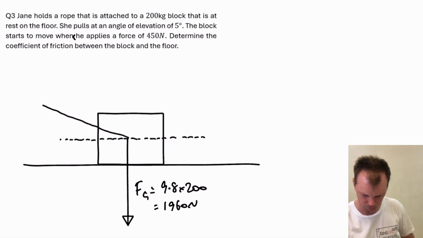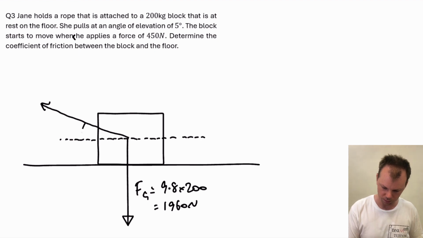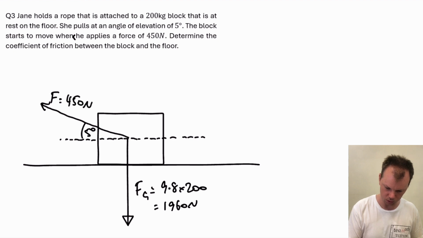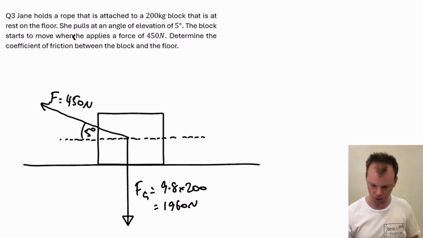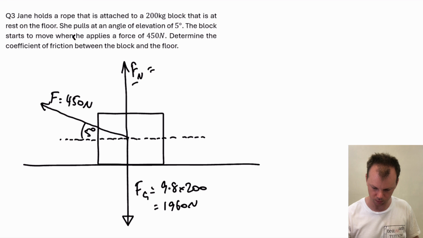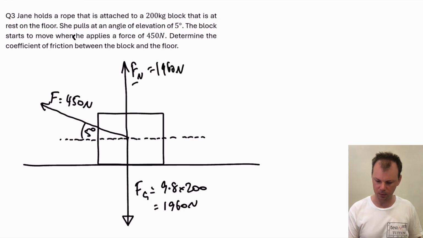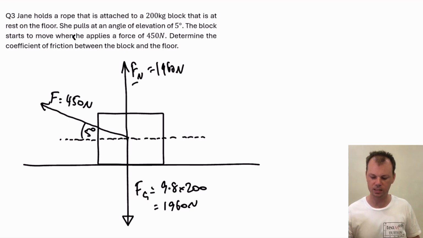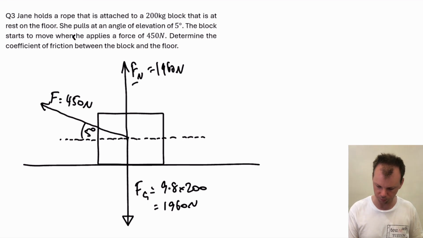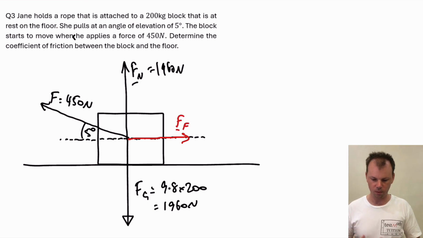So we've got that's 5 degrees. The force being applied is 450 newtons. We've also got a normal force in here, just coming straight up. That normal force is going to be 1960. So when we apply the 450 newtons of force, or when Jane does, the block is just going to start moving, which means there's also a frictional force that's opposing the motion. So our frictional force is going this way. Determine the coefficient of friction between the block and the floor.